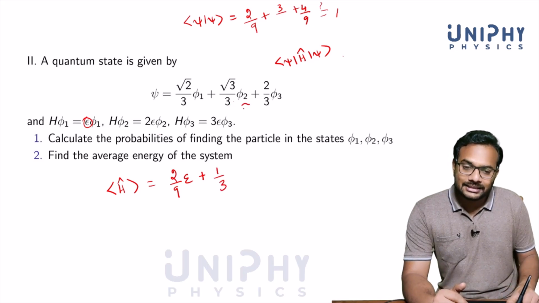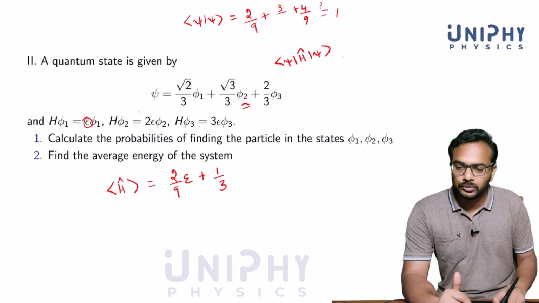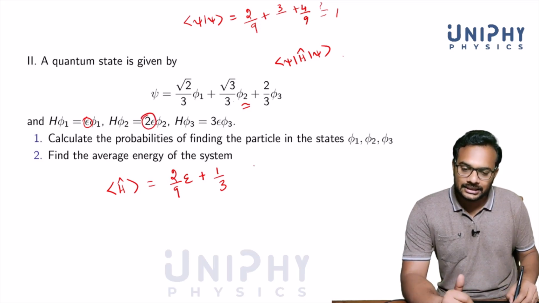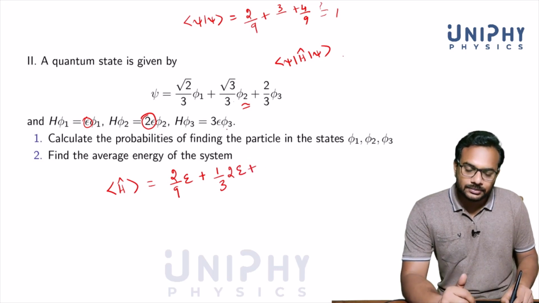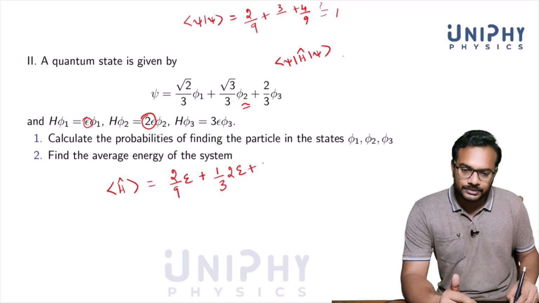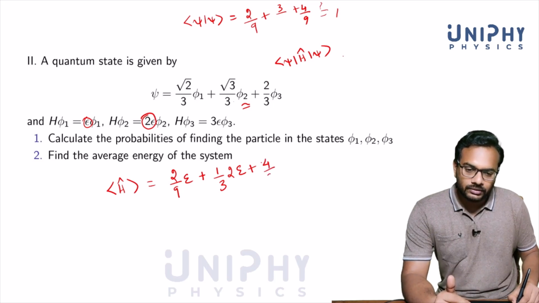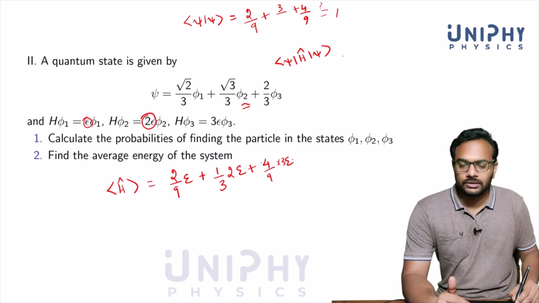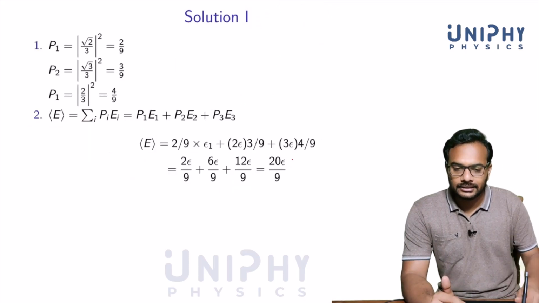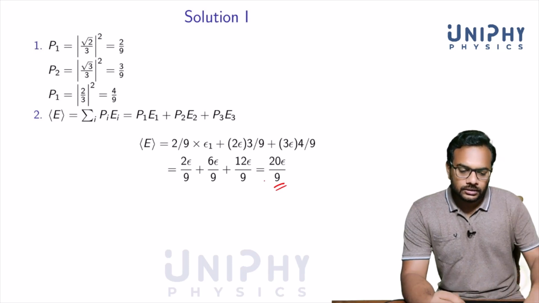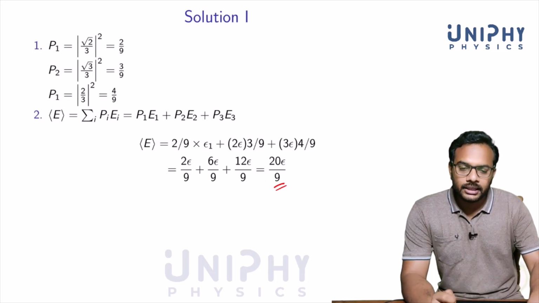And what's the energy corresponding to this state? From the eigenvalue equation, you see that the energy corresponding to this state is 2 epsilon. And what's the energy corresponding to this state? It's an energy eigenstate, so it's 3 epsilon. So the probability is 4 divided by 9 multiplied by 3 epsilon. Let's add all this and get the answer. So the final answer is 20 epsilon divided by 9.